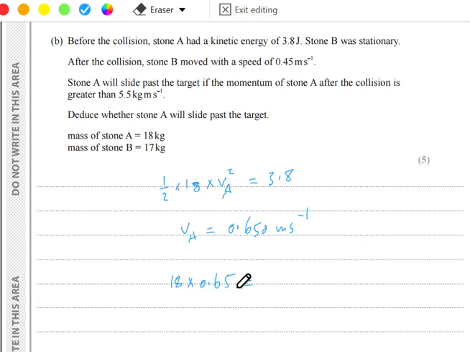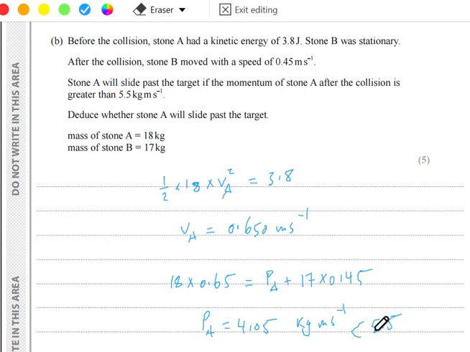This is for A, and for B it is 0 because it was stationary before the collision. And here is the situation after. With simple rearrangement, we can get VA as... this value is less than the 5.5 value, okay?